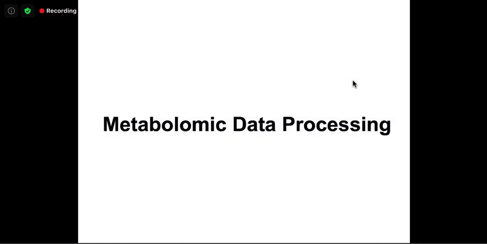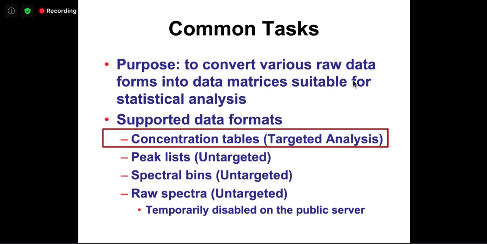We use this data for data processing. The common task is to convert the raw data to a data matrix suitable for statistical analysis. Here we have several common formats. The one we will use in this demonstration is a concentration table, from targeted metabolomics. I would like to draw your attention to the last three, which have also become common.